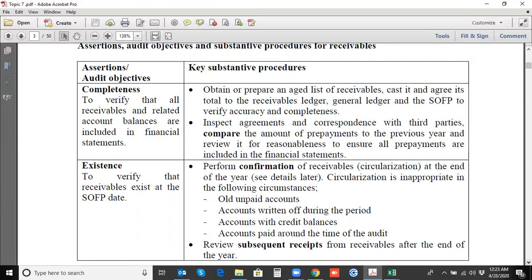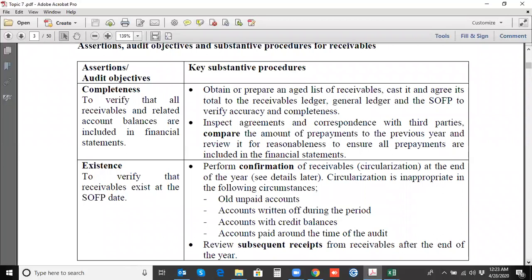And one of the things that you can carry out is confirmation procedures, whereby you send out confirmation letters and request customers to confirm their balances. The expectation is that if these customers are there and therefore the balances are there, they are going to respond and confirm. The number two that you can carry out is to look at the subsequent payments.